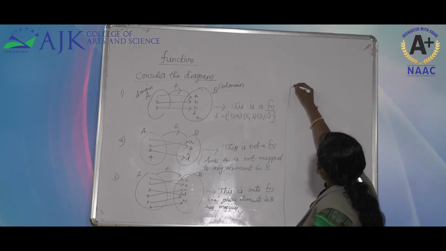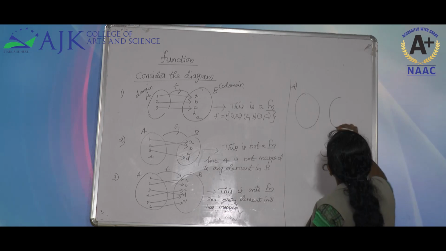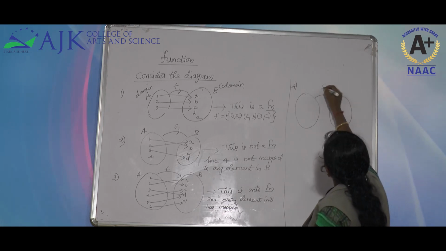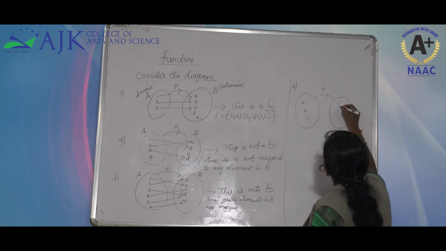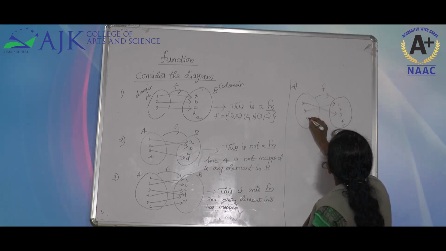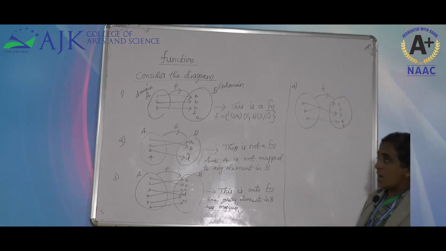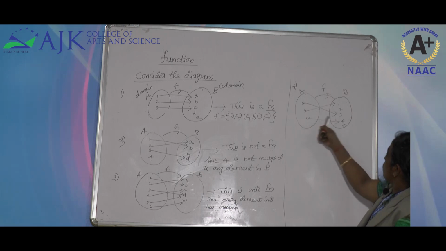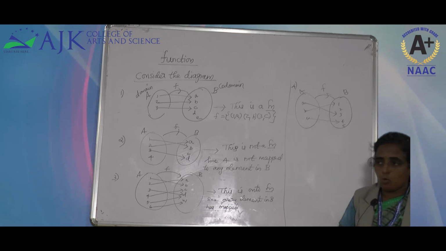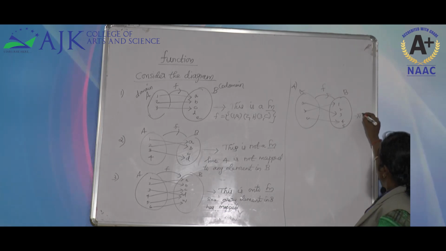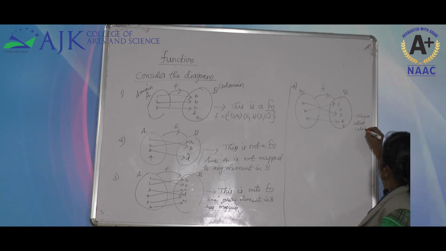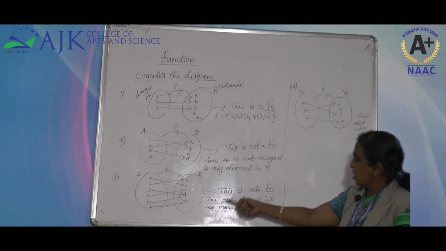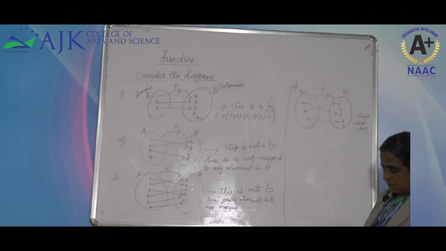Next, the fourth one. Here, consider this diagram. A, B, C. A is mapped to 3, B is mapped to 1, C is mapped to 4. But one element is left in the codomain. This is called an into function. That is the meaning. Okay, this is an onto function. This is an into function.